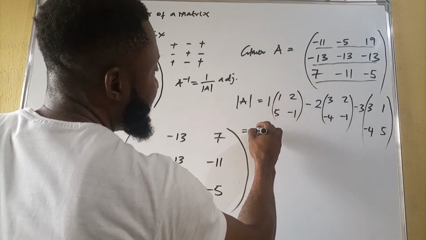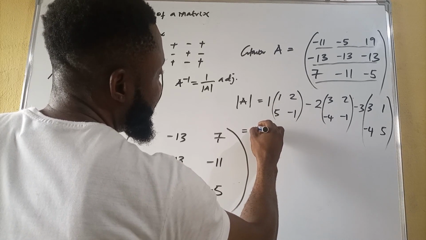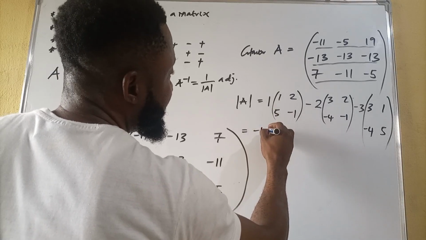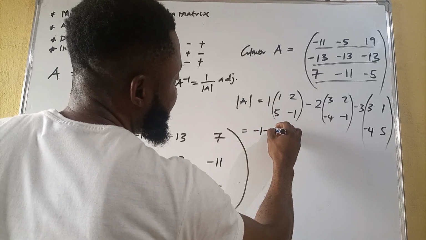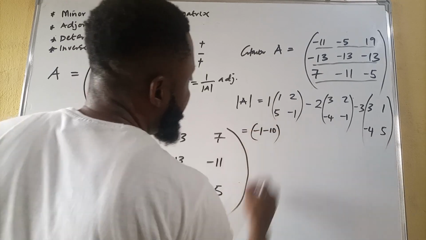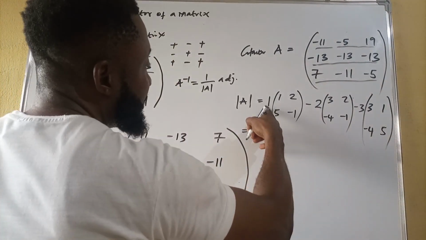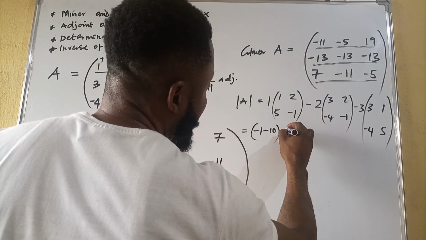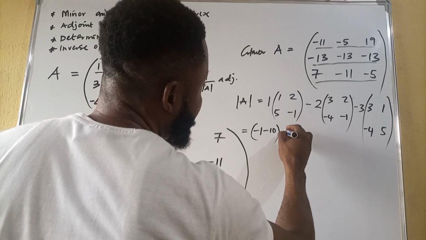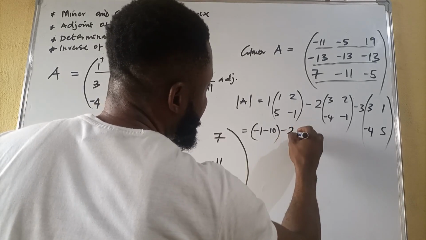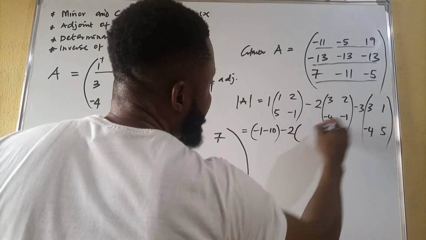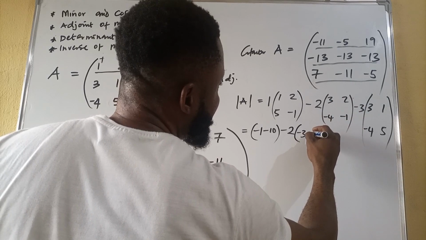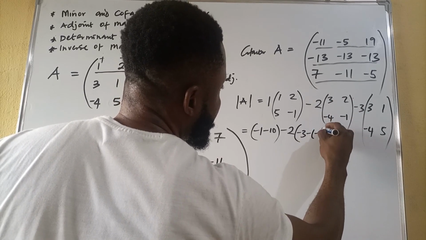1 times minus 1 will give me minus 1. 2 times 5 will give me 10. So 1 times (minus 1 minus 10), I'll put it in the bracket. If you multiply 1 by anything, it will still give you the same result, so I'm not writing it, because it's not going to make any significant difference. Then minus 2 times (3 times minus 1, which gives minus 3, minus 2 times minus 4, which gives minus 8). Since we are subtracting, it will be minus 8.